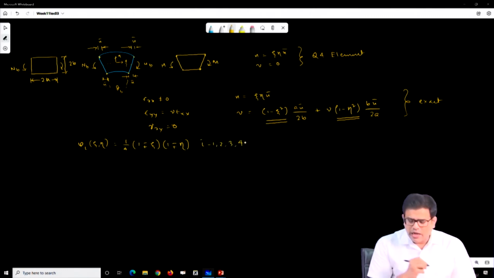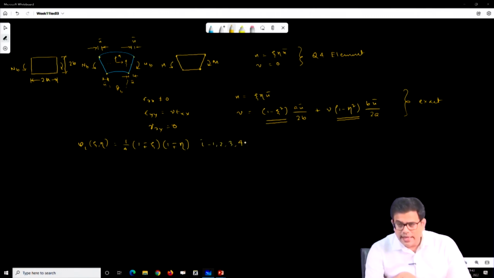So naturally this element cannot simulate or approximate this pure bending curvature. Naturally, one way is to use reduced integration to avoid these things that we have studied, and another way is obviously to go for a higher order element. For instance, this will not be present if I use an 8-noded or 9-noded 2D element itself.